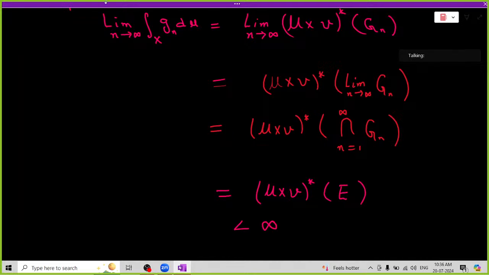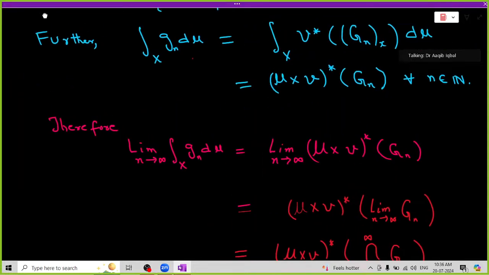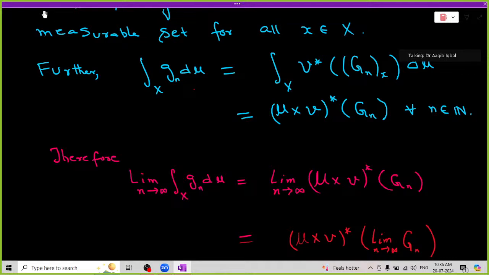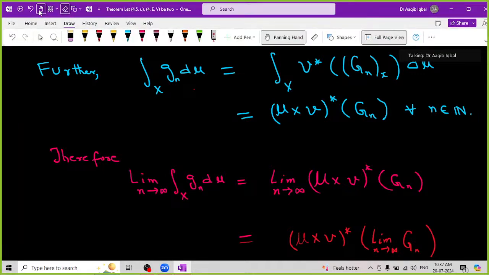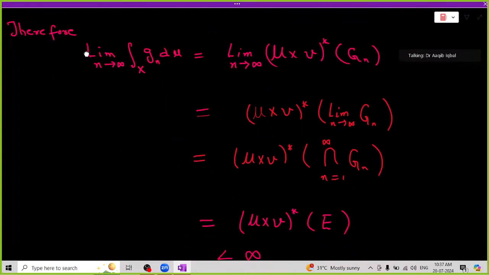So the limit of the integrals of Gn's is a finite quantity.